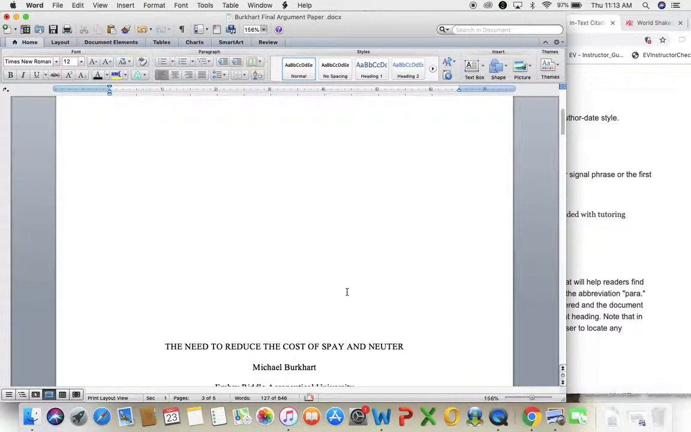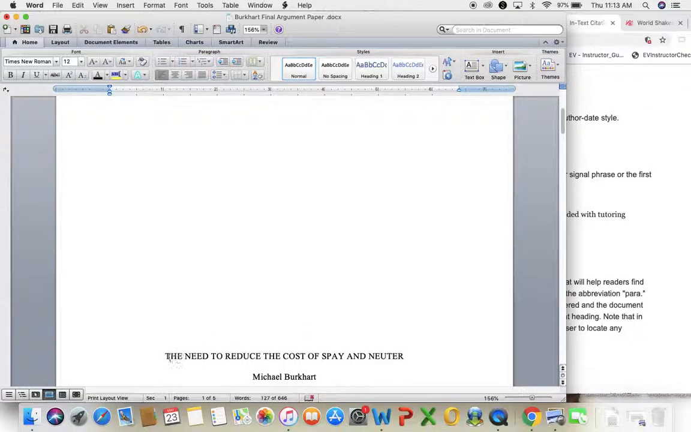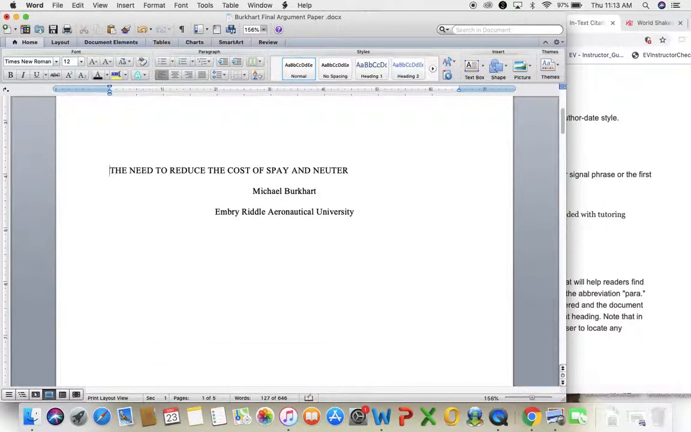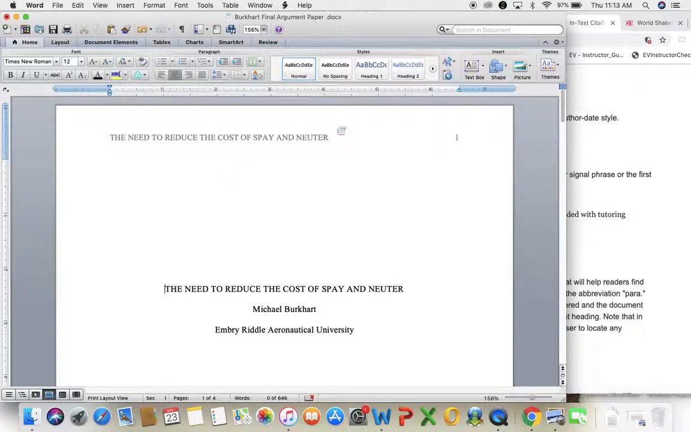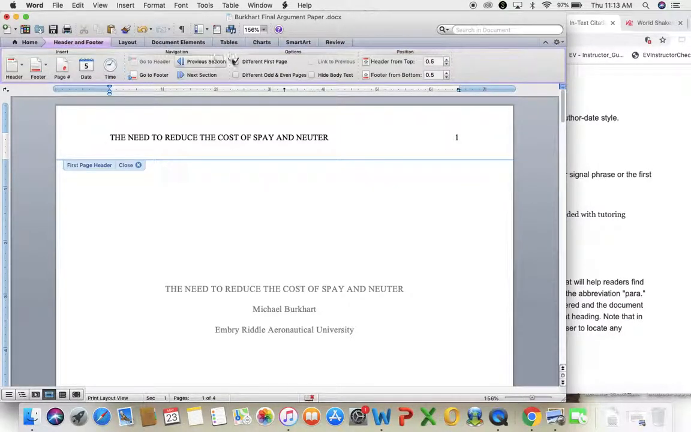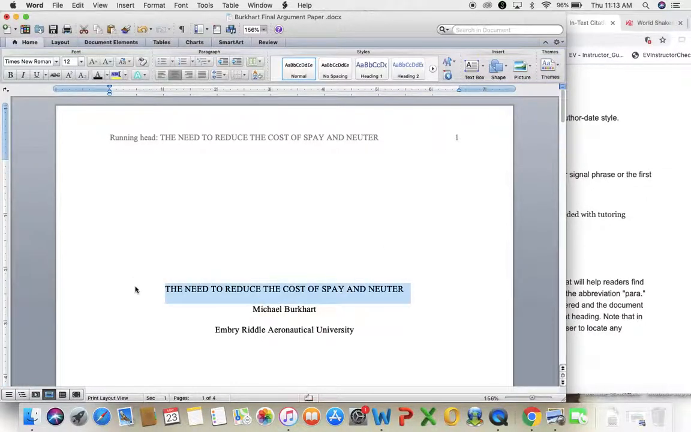Okay. So another APA note, and I changed your spacing, which is why this has been bumped down. For your headers, you've got different first page selected, which is perfect. You're just missing the running head there on the cover page. That only goes on the cover page. You have your title in all caps. Everything's in Times New Roman, so that looks good. The title here does not need to be in all caps. So it would go like that.